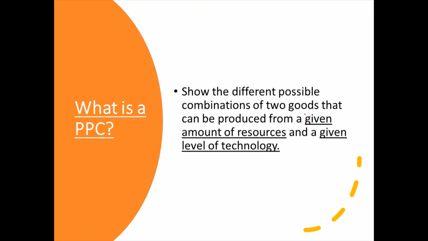Now this part is important: with the given amount of resources and the given level of technology. So these two things are important. Why? Because we have to see what amount of resources we are provided with and what level of technology we are using for producing that combination. The production possibility curve gives us those points wherein we are producing those two goods, or a combination of those two goods, given the amount of resources and given the level of technology. I have underlined them, so they're important.